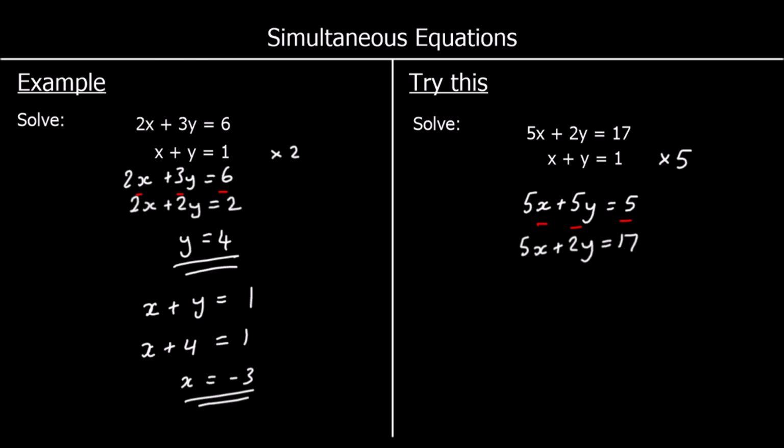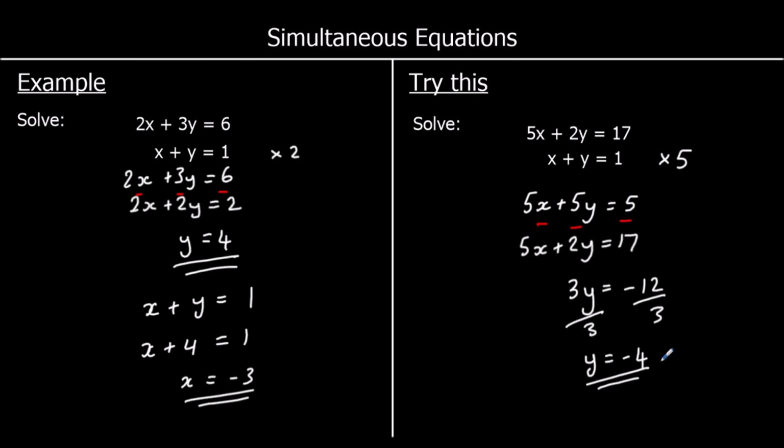So if I take away the two equations, I eliminate x. 5x take away 5x is nothing. 5y take away 2y is 3y. And 5 take away 17 is negative 12. So 3y is equal to negative 12. Divide both sides by 3. Y is negative 4.